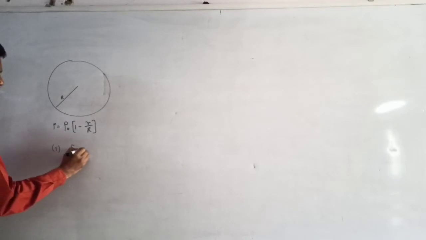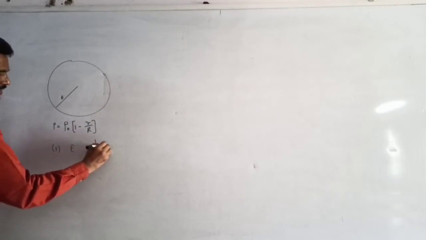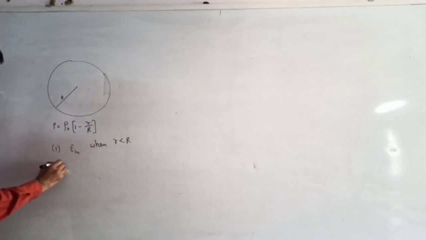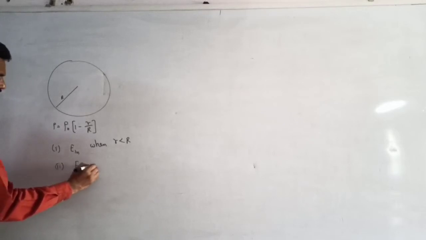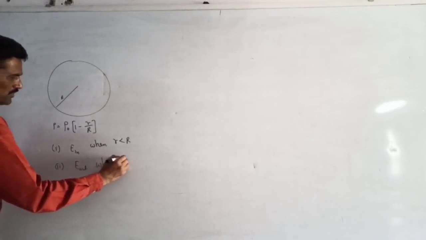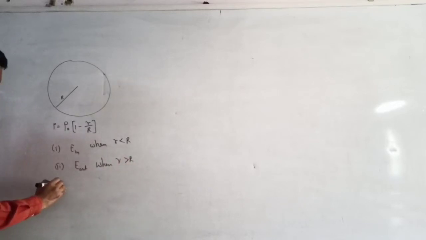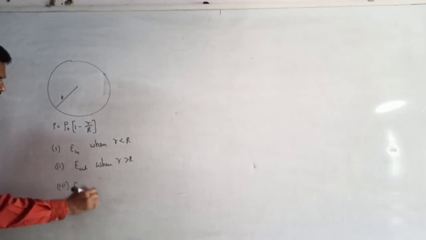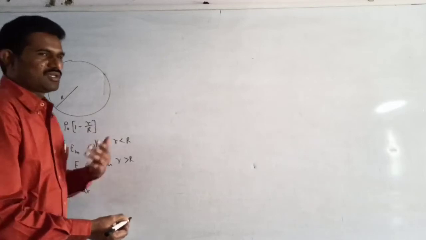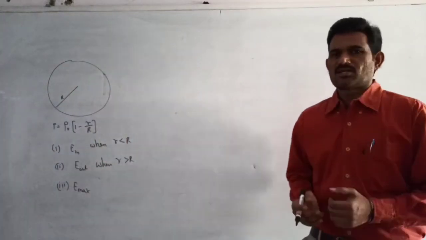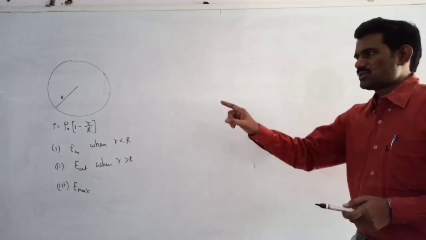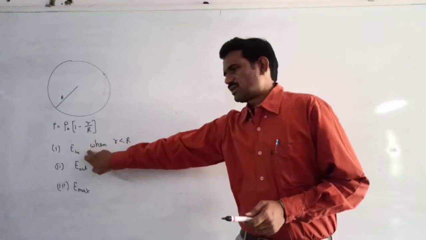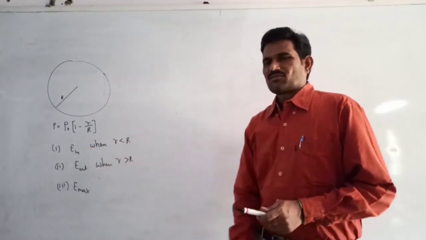That means the intensity of electric field when r is less than R, that means inside, and when r is greater than R, outside. And also find E maximum, that means the maximum intensity of electric field, and where that intensity becomes maximum. So these are the calculations required. The volume charge density is varying according to that equation, so we need to find the intensity of electric field inside, outside, and the maximum value.